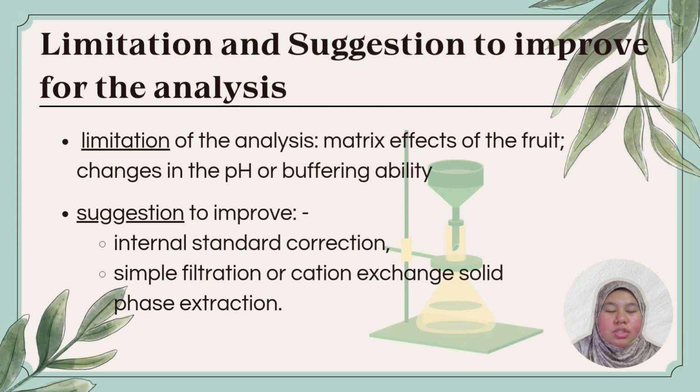Variation of extraction efficiency was assumed to be due to changes in the pH or buffering ability of the different fruit matrices. An internal standard correction was used on the extracted curve in the matrix, as the integrated peak areas for these analytes could be variable and matrix dependent. By using simple filtration or cation exchange solid phase extraction, the aminoglycosides can be further isolated from matrix components.